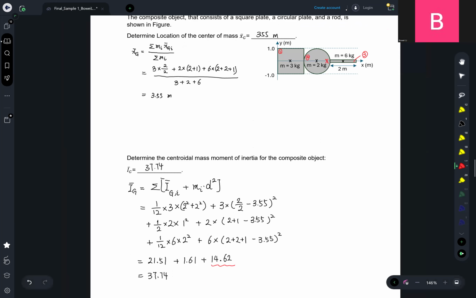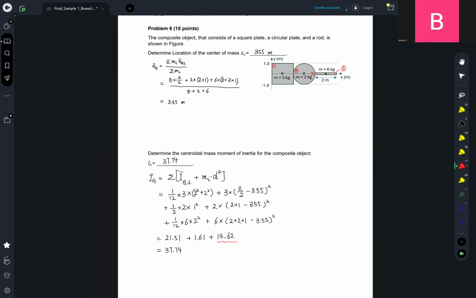Okay, this is actually the sixth problem. The sixth problem examines whether we can evaluate the center of mass and the mass moment of inertia of a composite object. For the location of the center of mass, it is very similar to evaluating the centroid of a composite area. It is a weighted average of the center of mass of each part.